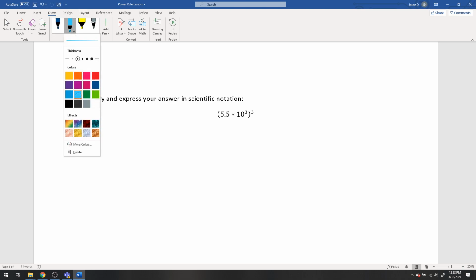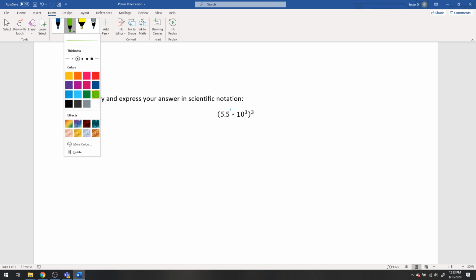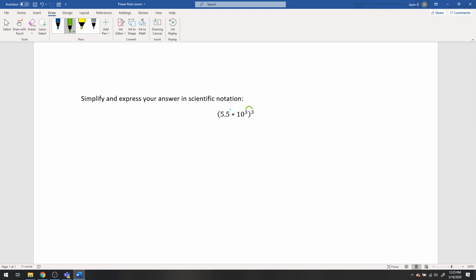The way this one will get done is that we're going to do 5.5. We're going to put that to the invisible 1 power, and then distribute your third power to both of the inside powers. Here we have 5.5 to the third times 10 to the ninth.